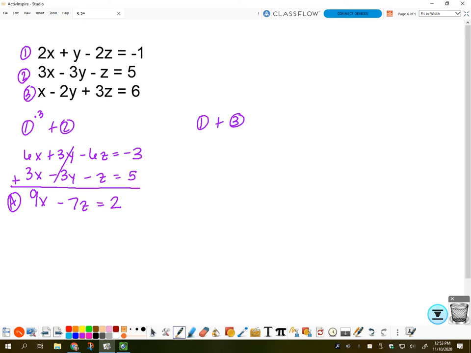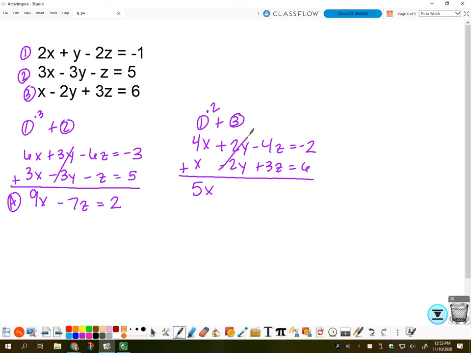All right, so if I multiply by 2, so this is 2y to cancel with this negative 2y, we're going to have 4x plus 2y minus 4z is equal to negative 2. Then we'll have x minus 2y plus 3z is equal to 6. Add those together, you got 5x, no y's, minus z is equal to 4. So call that B.